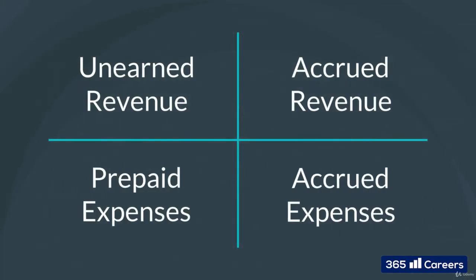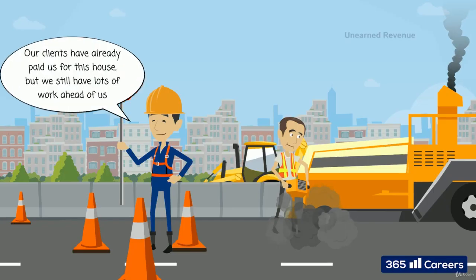We have already seen the mechanics of these transactions. Let's formalize these concepts by describing the 4 categories of accruals. These categories are unearned revenue, accrued revenue, prepaid expenses, and accrued expenses.